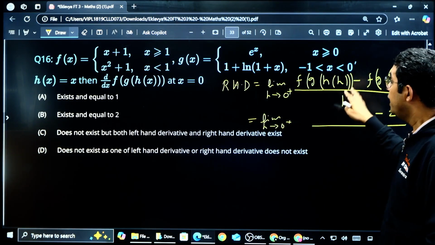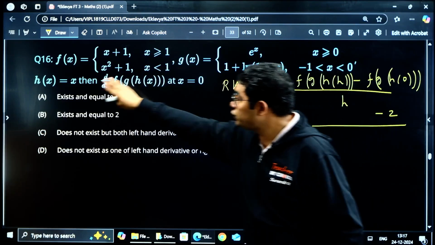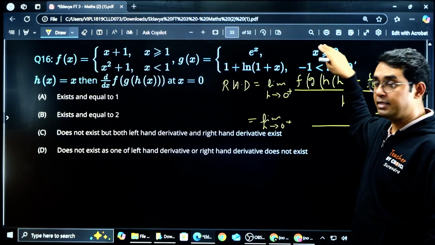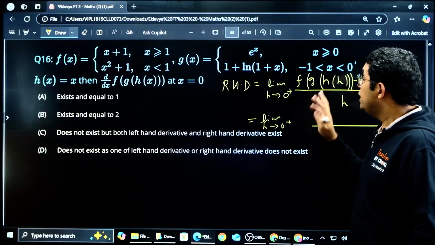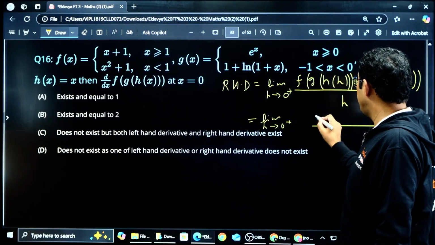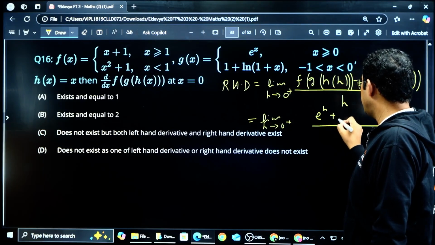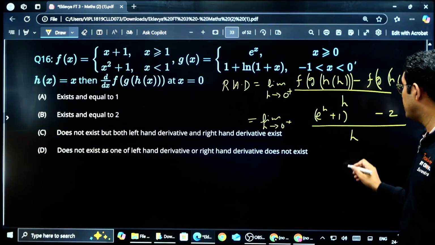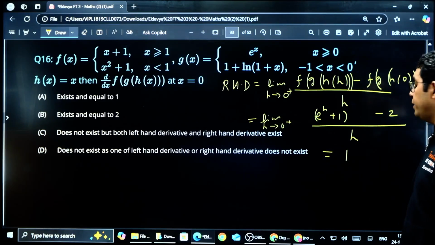Now coming to this thing, h of h will be h only, that is slightly positive. For slightly positive, again given by the same thing, it will be e power h. e power h will be slightly greater than 1. So again by the same thing, it will be (e power h plus 1 minus 2) upon h. So that is what we will be getting for RHD. I think it is a standard limit, it will be equal to 1.